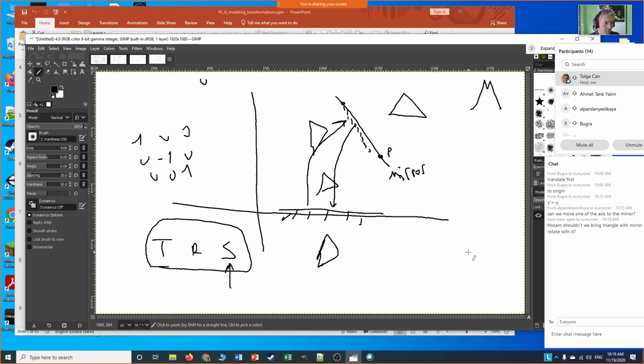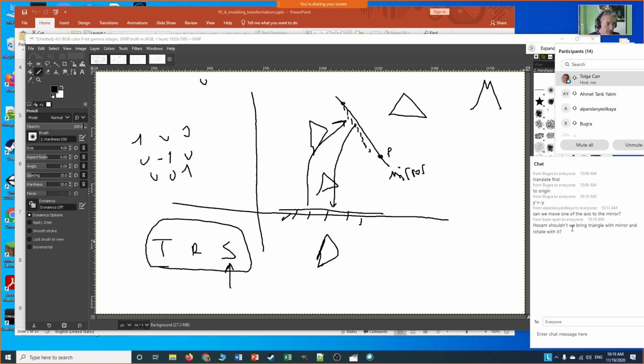Then one question: shouldn't we bring the triangle with the mirror and rotate with it? Exactly. When I move the mirror here, everything in the world moves with it. So when you write the transformation to make the mirror move to the x-axis, you apply that transformation on the triangle itself. It's not only moving the mirror, you're moving all of your objects along with it. So the triangle also moves and rotates.